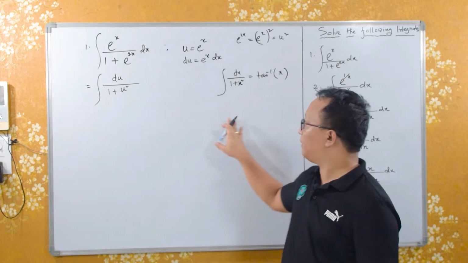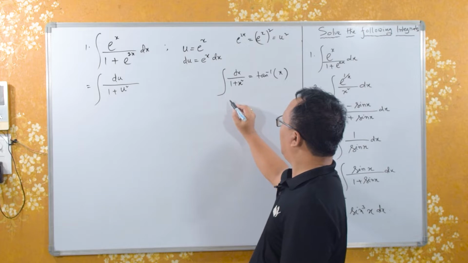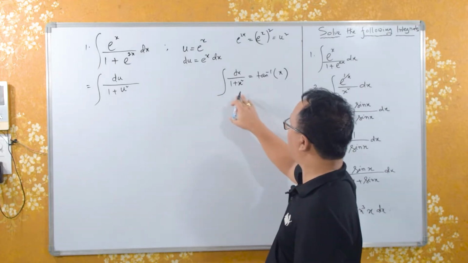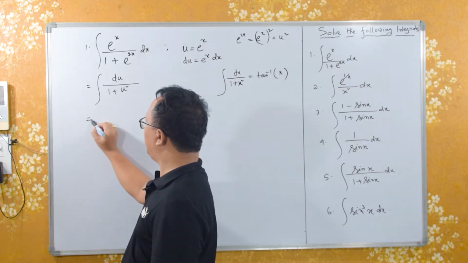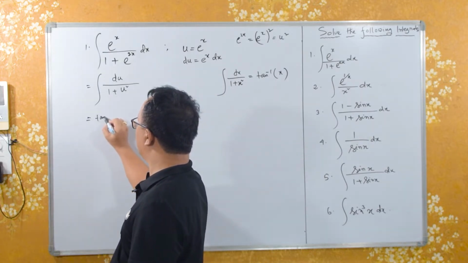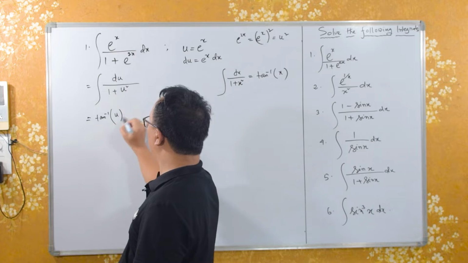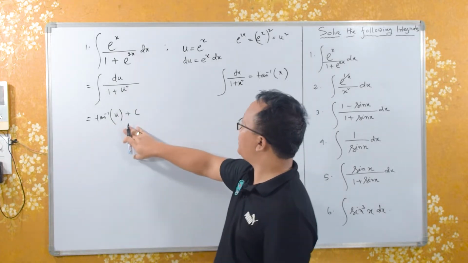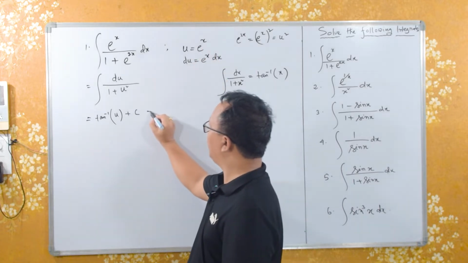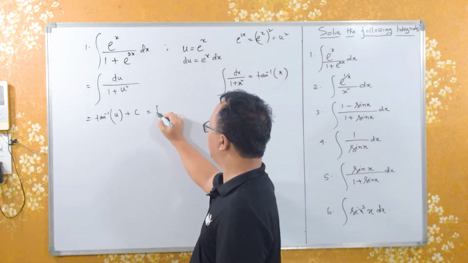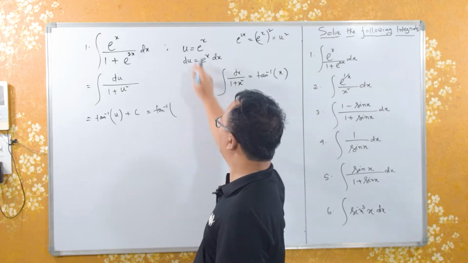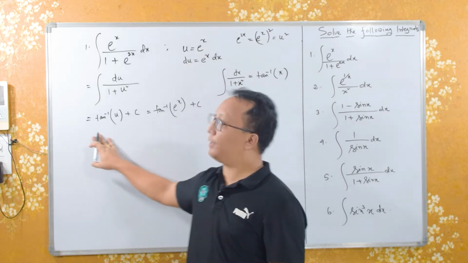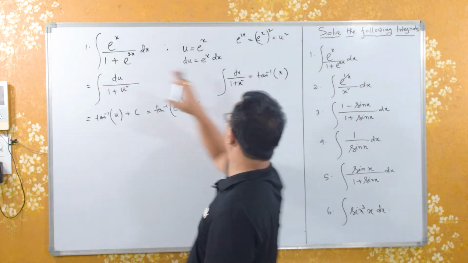We have this formula, and here instead of x we have u. By applying this formula, this will be tan inverse u plus c, where c is the constant of integration. What is u? We have to come back again here. U is e raised to x. So the answer is tan inverse of e raised to x plus c. This is the required answer for integral 1.